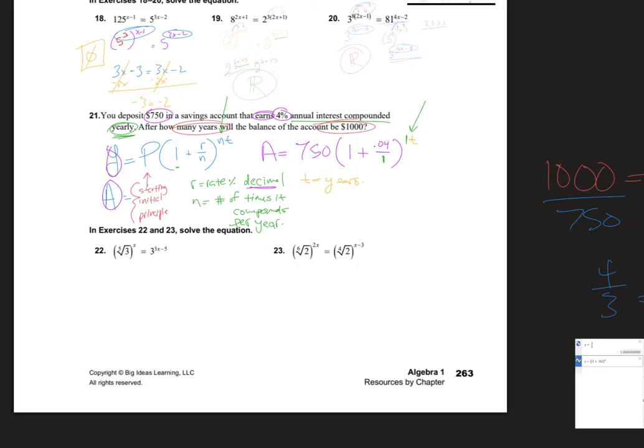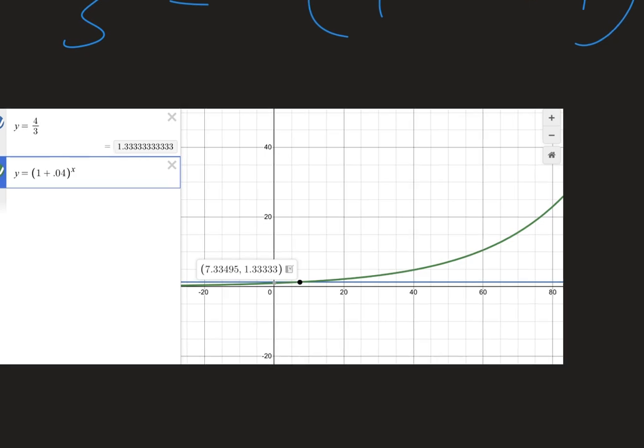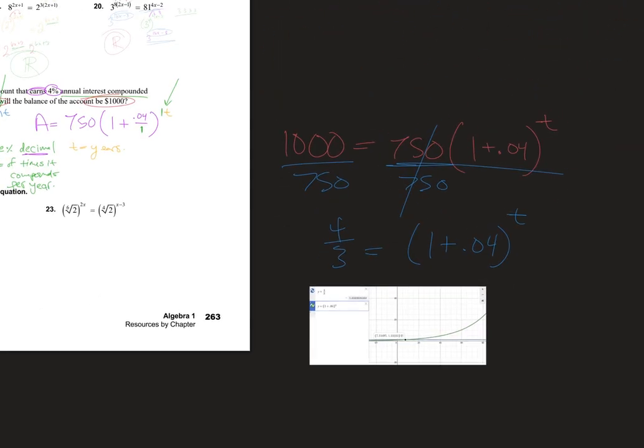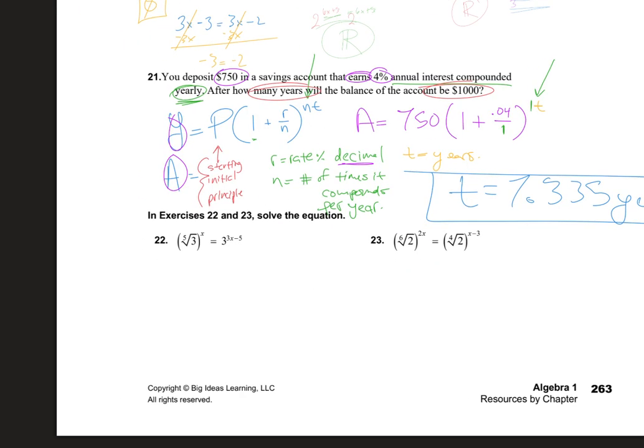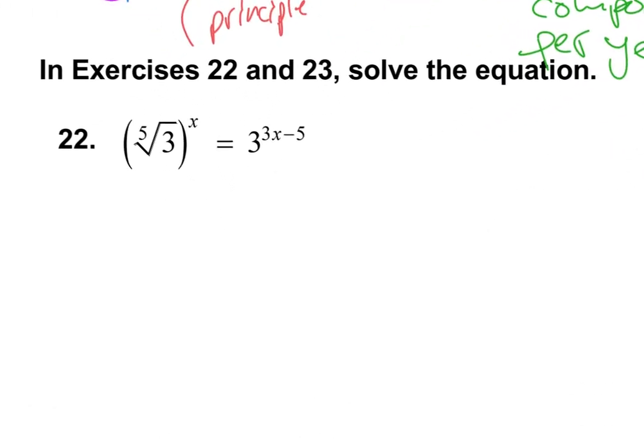Does it say we need to round it? Nope. So we'll just go ahead and say 7.335 is our answer here. T equals 7.335 years. All right, so we're rewriting these so that we can solve them.